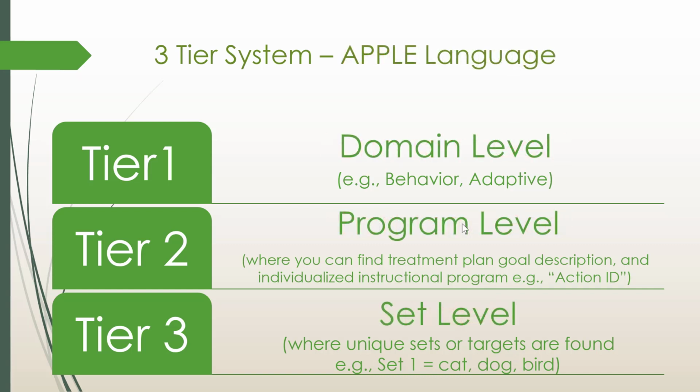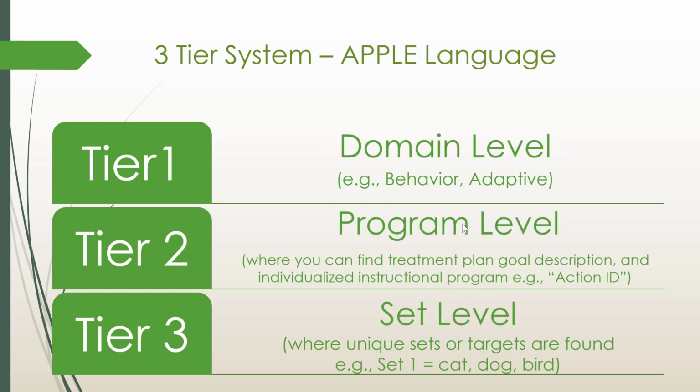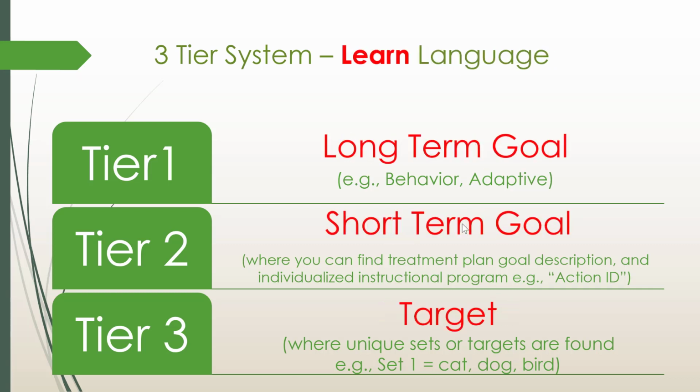The second tier, again, we'll review, it was the program level where you find the program instructions and the goal description. In Learn terms, that's called the short-term goal. And it means the same thing, it's where you can find the same things. And again, in Apple language, we have Tier 3, which is the set level. Well, Learn calls it the target level, which is not that much different.